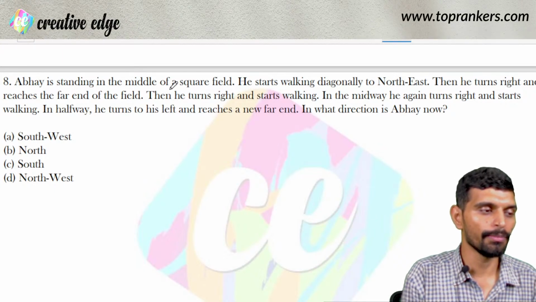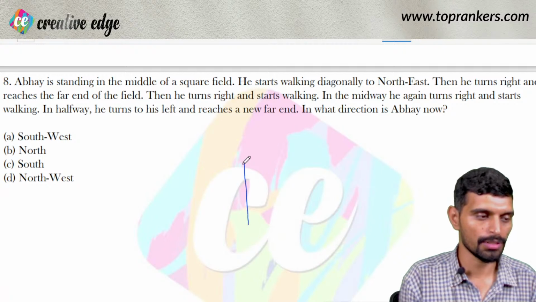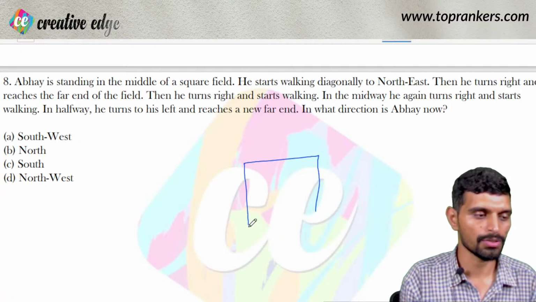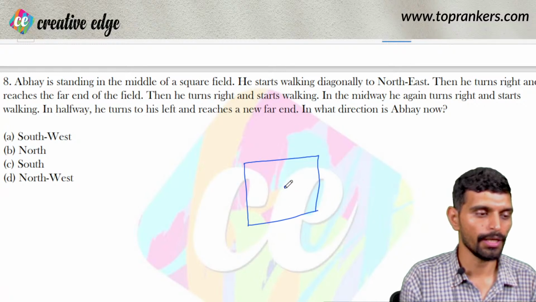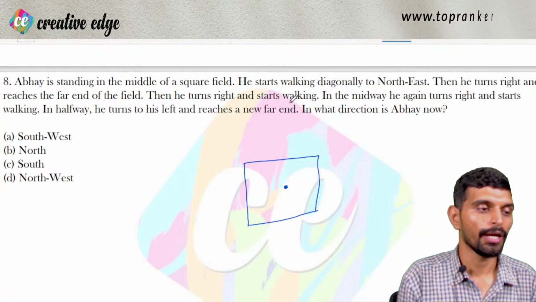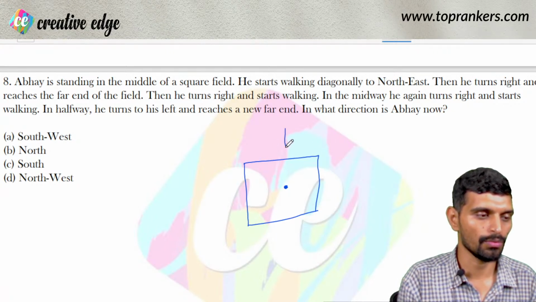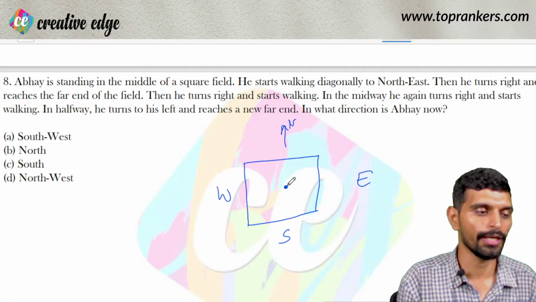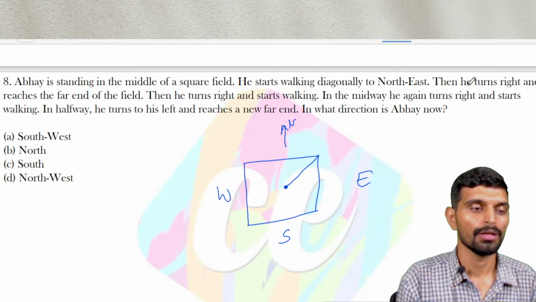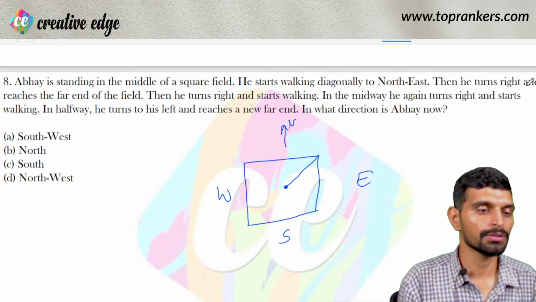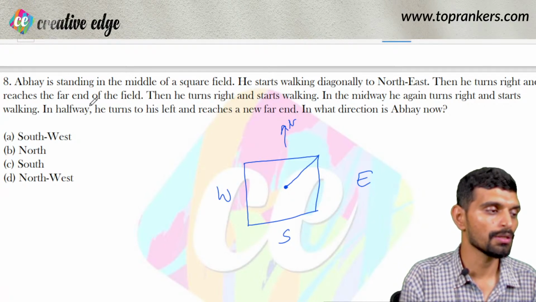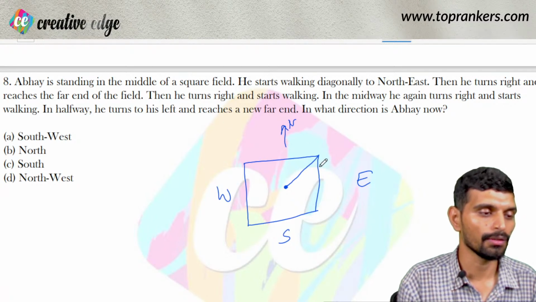Abhay is standing in the middle of a square field. So this is a square field. He starts walking diagonally to northeast. If this is north, this will be east, this will be south, this will be west, so he is walking diagonally northeast. Then he turns right and reaches the far end of the field.